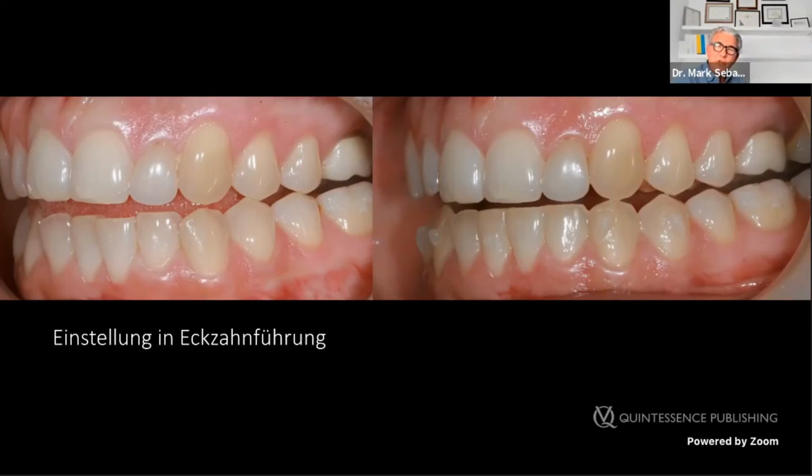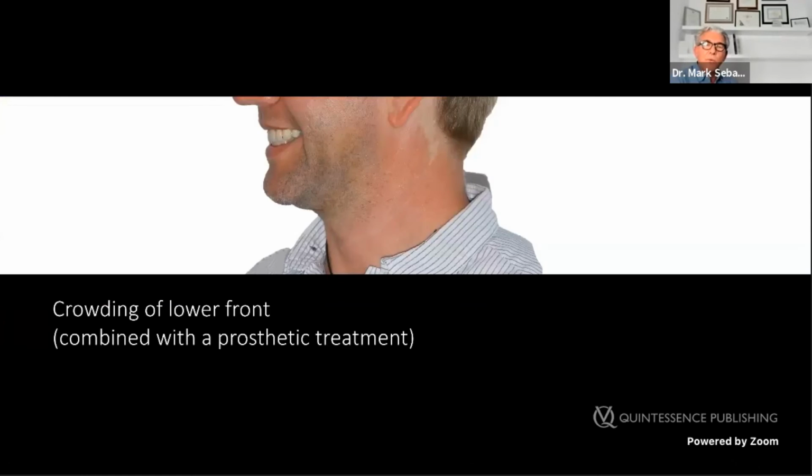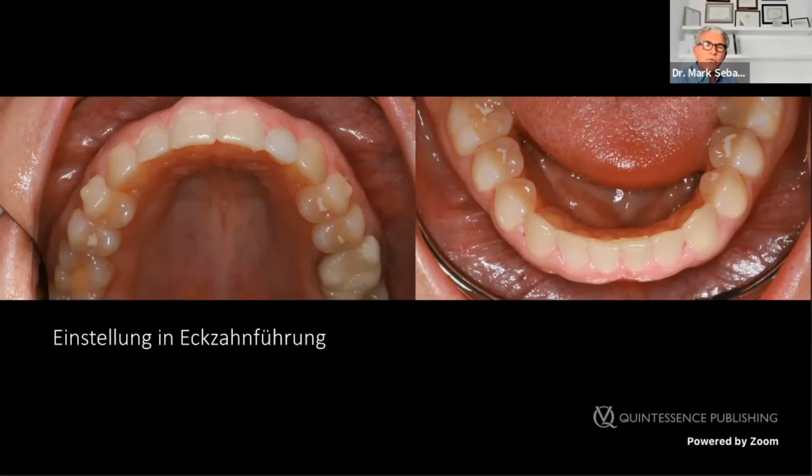You see some attachment still in position, and we changed the whole situation for her, and this is the arch form after the treatment.